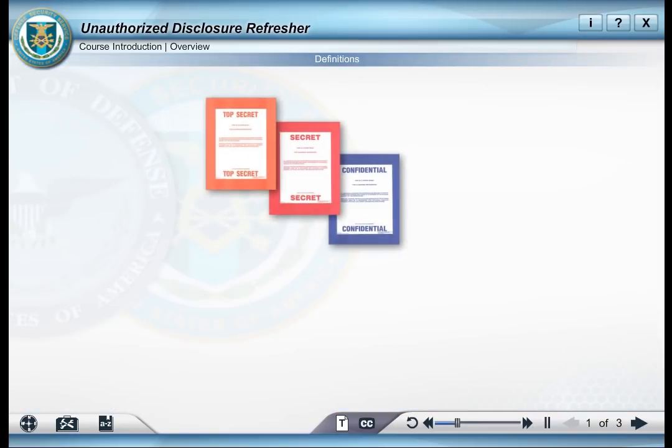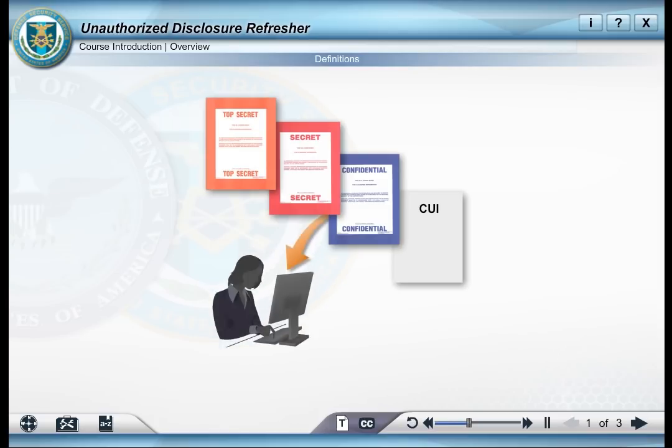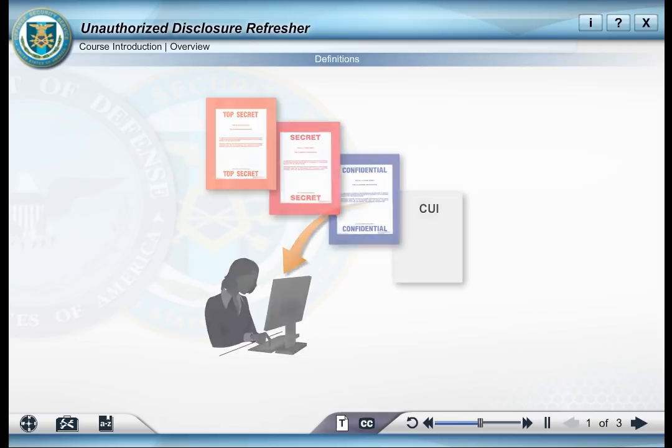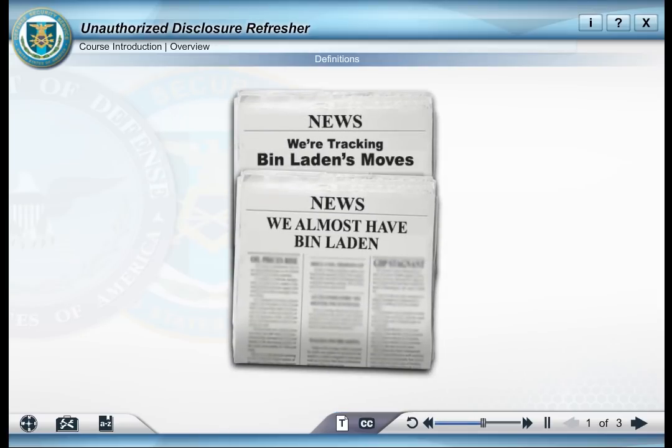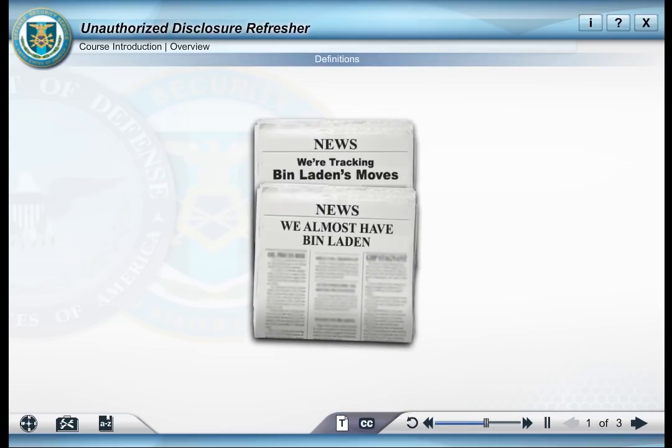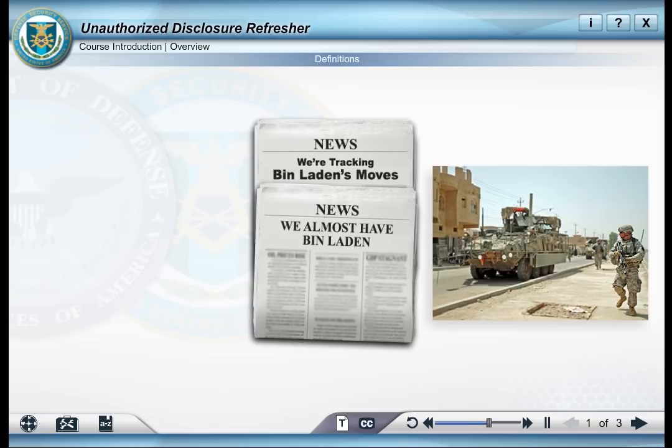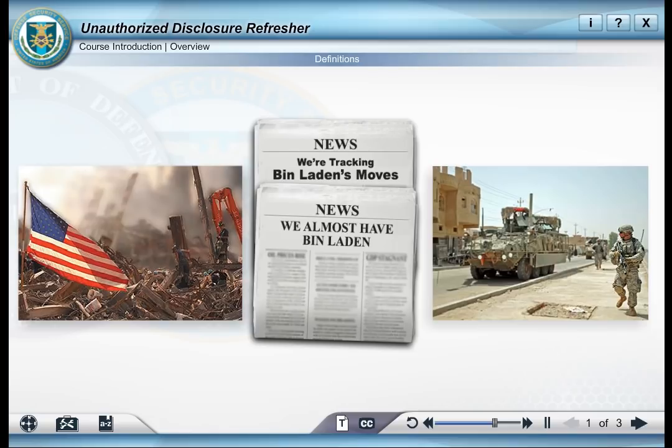Unauthorized disclosure is the communication or physical transfer of classified information or controlled unclassified information, or CUI, to an unauthorized recipient. These disclosures can be intentional or inadvertent, but either way, they can have serious repercussions. For example, media disclosure of classified information has significantly impaired U.S. capabilities against our hardest targets and done grave harm to national security.